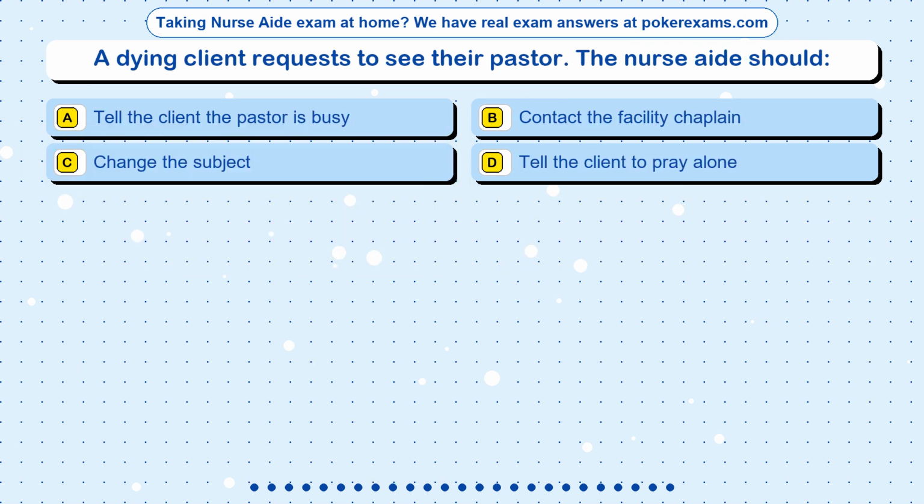Question 13. A dying client requests to see their pastor. The nurse aide should: option A, tell the client the pastor is busy. Option B, contact the facility chaplain. Option C, change the subject. Option D, tell the client to pray alone.